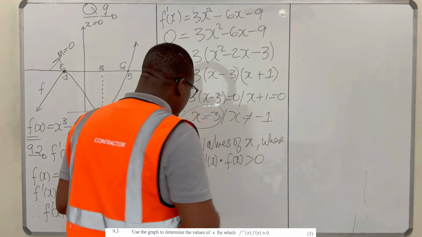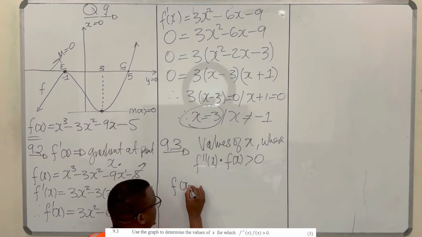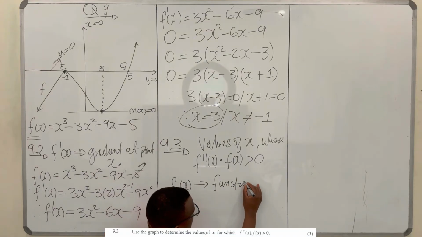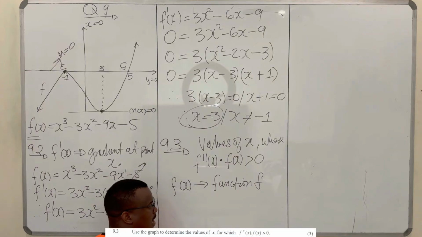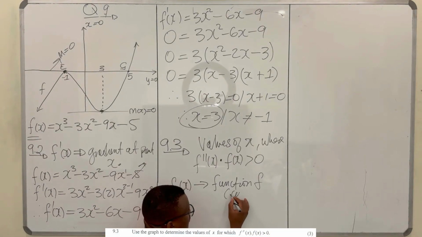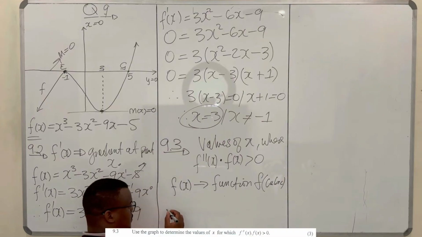So let's look at this. What is f of x? Your f of x is your function f that we are given. This is your cubic function in this case. The function f, which is a cubic function.